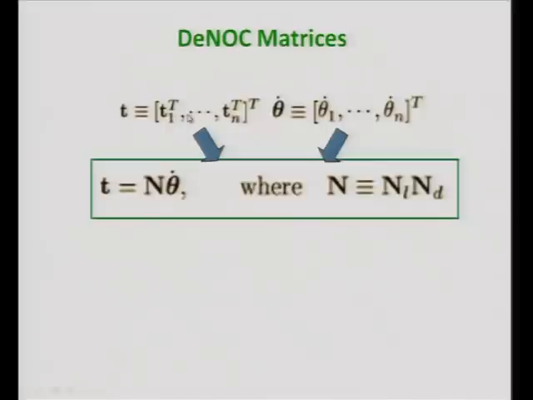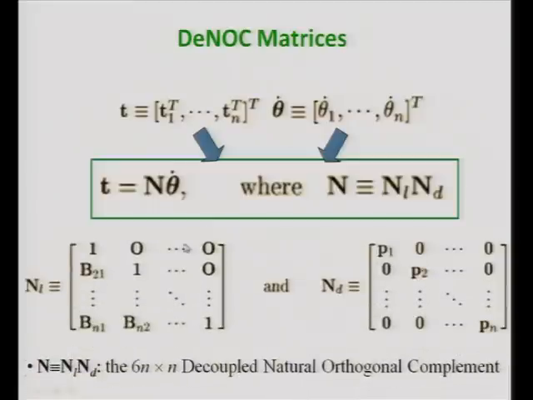So, again we put them in a bigger matrix vector form. The T on the left hand side contains the twists of all n bodies, and theta dot contains all the joint rates, and this N is our same old NOC, the natural orthogonal complement. And now, this N we were able to write in a block matrix form. The first one is L, which stands for lower, it looks like a lower triangular matrix, but please note all of them are block matrices.